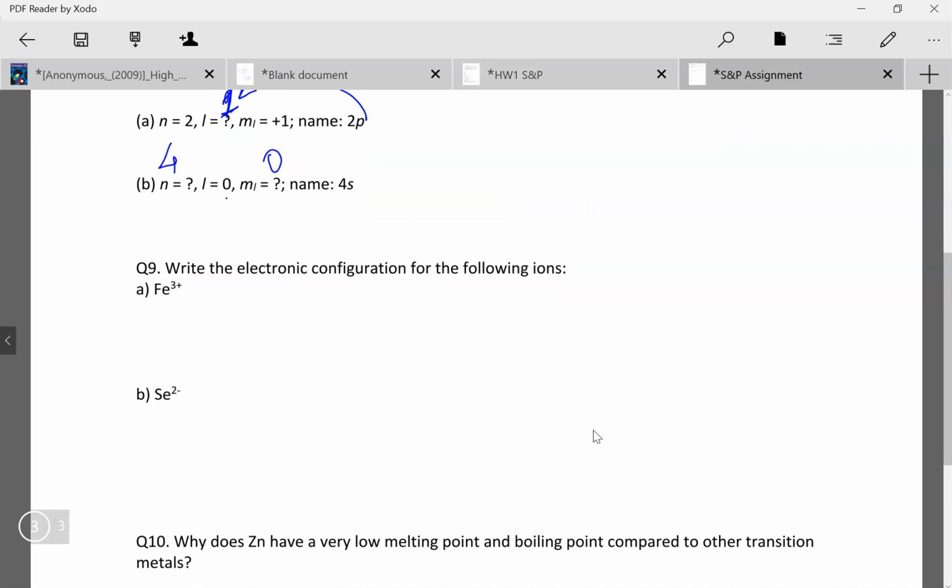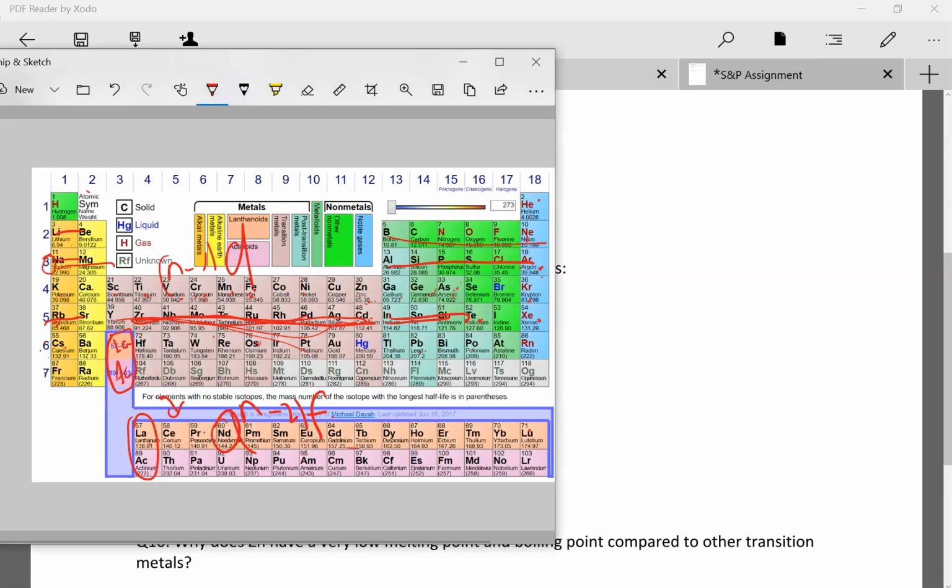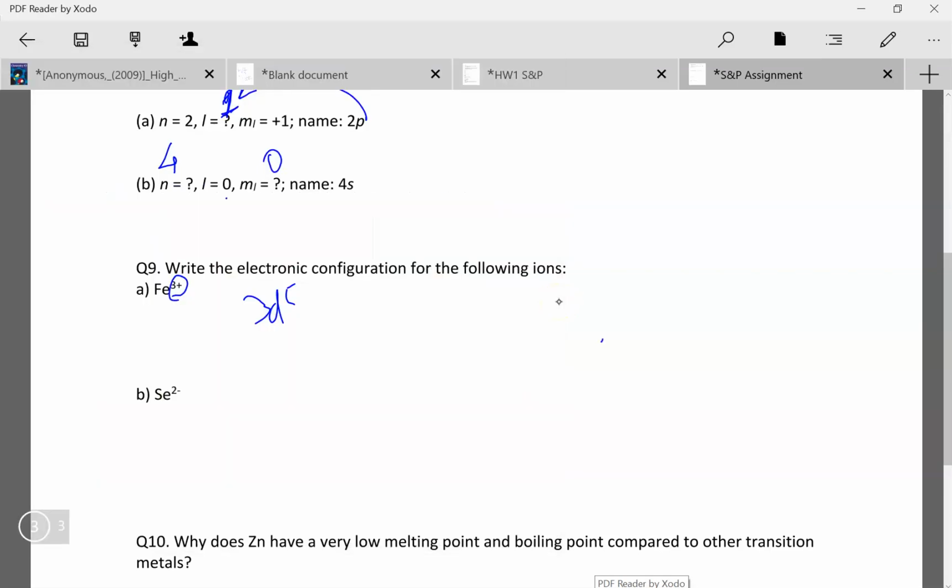Here, iron is normally 4s2 3d6. We're taking away 3 electrons, so it loses the 2 in the 4s and the 1 from the 3d and becomes 3d5. Selenium 2- just receives noble gas configuration after accepting 2 electrons, so it becomes krypton.